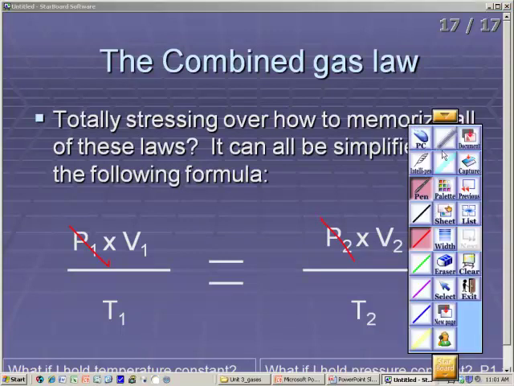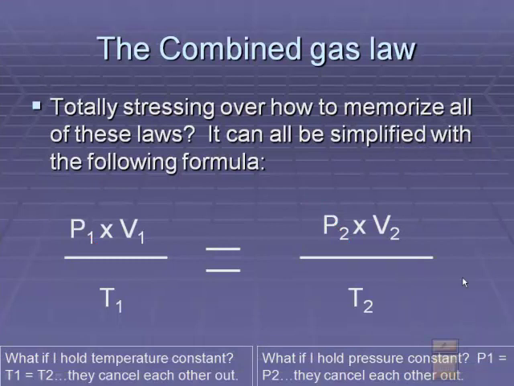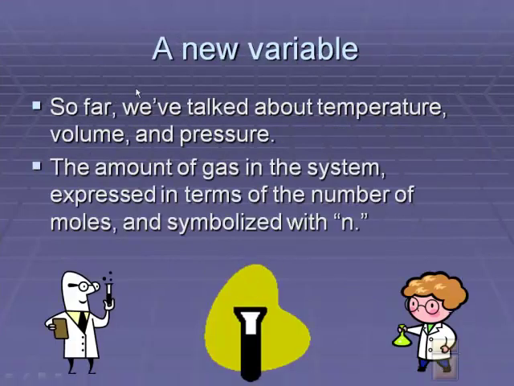So you see how you can rearrange this particular formula. It's really easy. Moving on. So far we've talked about temperature, volume, and pressure. The amount of gas in a system, expressed in terms of the number of moles, is symbolized with that N.